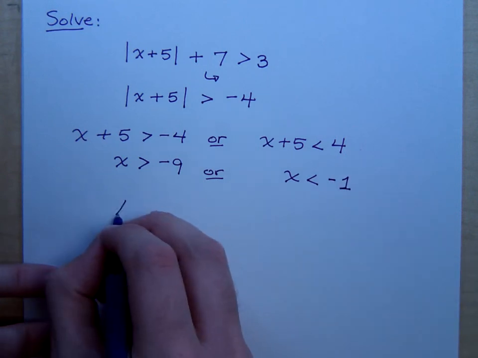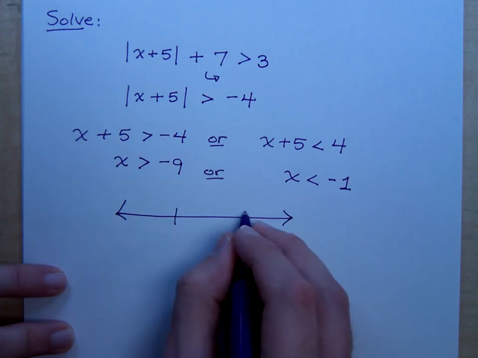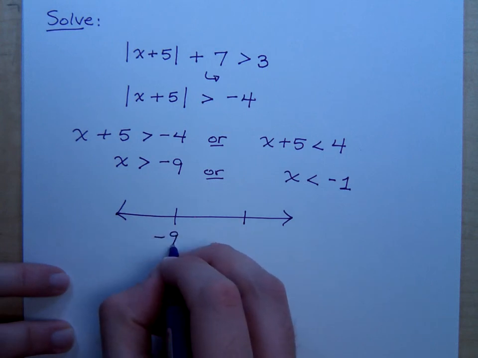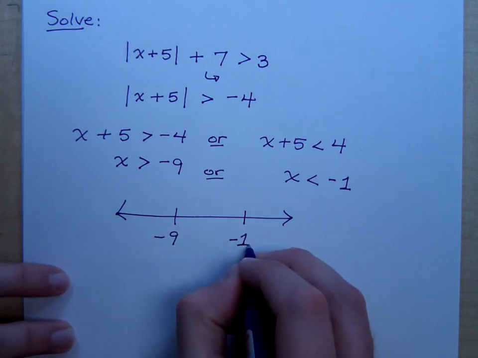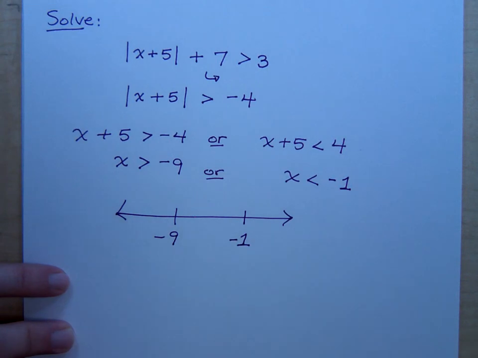Less than negative 1. Make sure you do graph this correctly. The two numbers I'm concerned with are negative 9 and negative 1. What goes where? Negative 9 and then negative 1. What do I do with the word or? What does it mean? Or doesn't mean intersection. Or means union. That means put everything together.